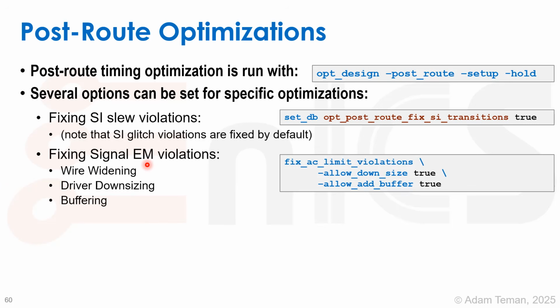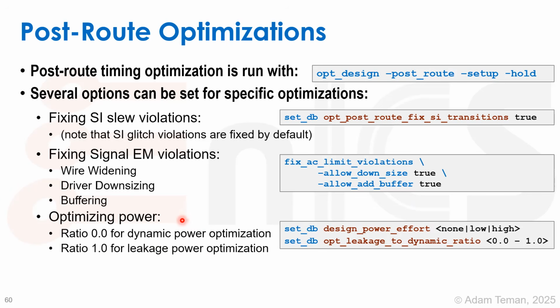Now there's also signal EM violations. So these are signal electromigration. That means we have electromigration problems that happen on signal wires, not necessarily on power wires and so forth. And the way we're going to fix them is by widening wires, downsizing drivers, and buffering. And so we run the fix AC limit violations -allow_downsize true -allow_add_buffer true, and then we're going to fix signal EM violations.